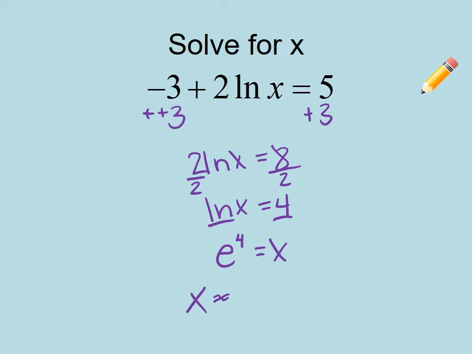E to the 4th, I can type that into my calculator and get an approximate answer of 54.598. Depending on the directions, sometimes you'll leave it as e to the 4th, and sometimes you'll write it as a decimal. You can also check this answer. Just know that if you are using the rounded decimal, when you plug it into ln, you won't get exactly 5, but you should have very, very close to 5.